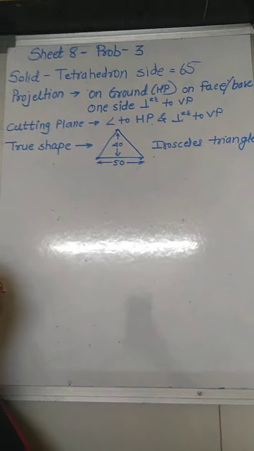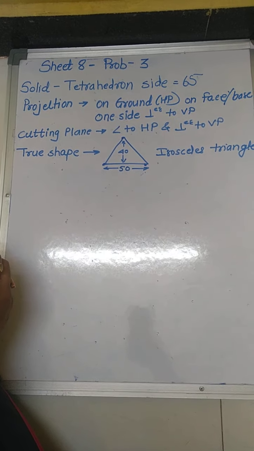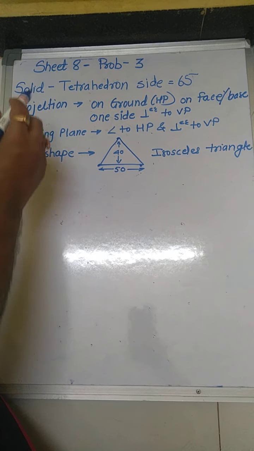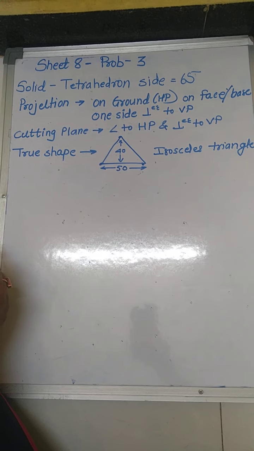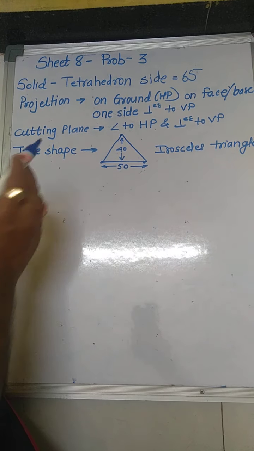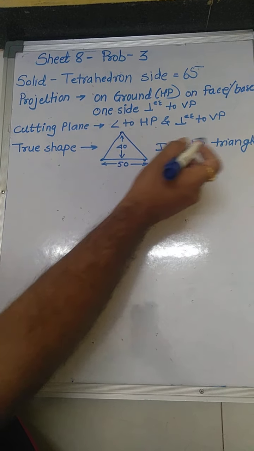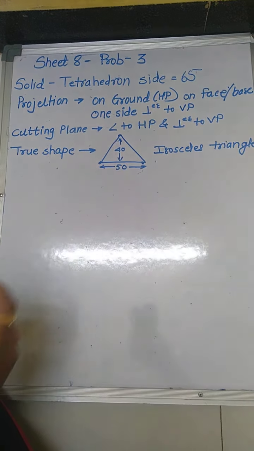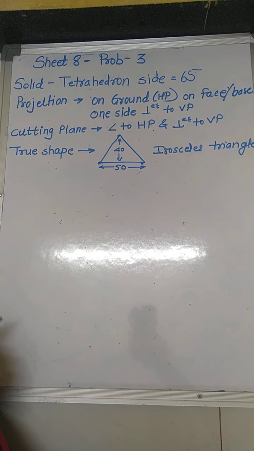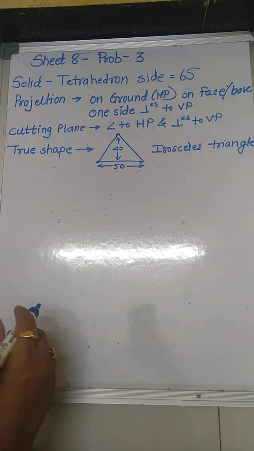That means it is the second type of problem, in which a solid is given and from that solid you will have to cut the true shape, an isosceles triangle of base 50 and altitude 40 mm. Now first of all, project the solid.